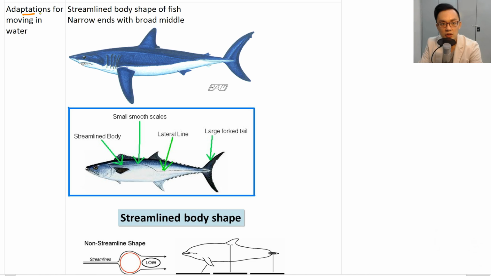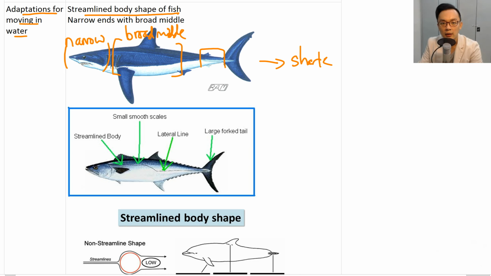Now let's talk about adaptations for moving in water. For fishes, there's the streamlined body shape. This is the beginning, which is narrow. This is a shark, if you don't realize. There's a narrow front with a broad middle and also a narrow end. So narrow ends, which are the front and the back, with a broad middle, and this is streamlined so that the fish can push itself through the water easily.